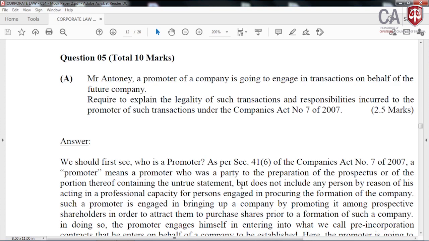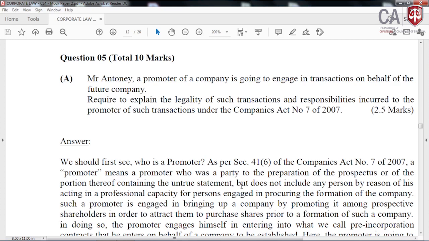Now let's look at part A. The question is, Mr. Anthony, a promoter of a company, is going to engage in transactions on behalf of the future company, and you are required to explain the legality of such transactions and responsibilities incurred to the promoter of such transactions under Companies Act number 7 of 2007.